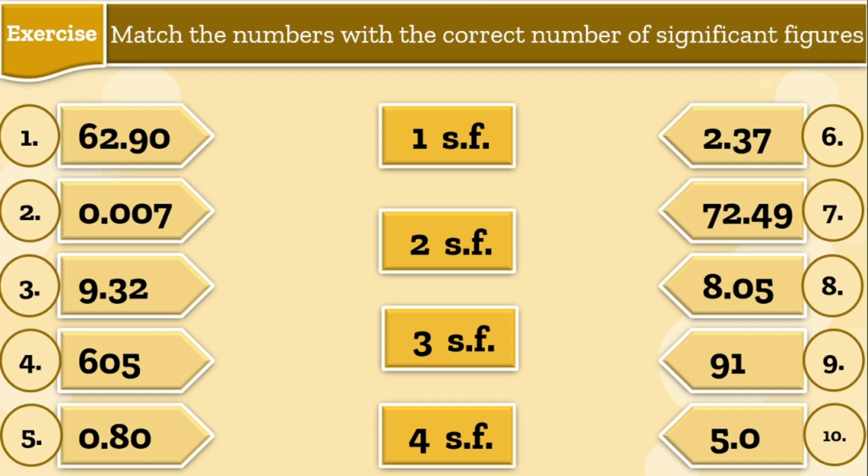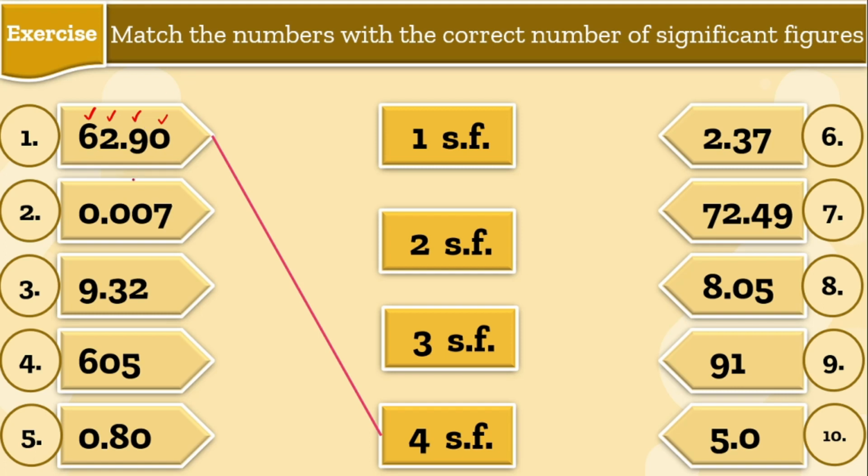Are you ready? Okay, 62.90. How many significant figures are here? So let's count. 1, 2, 3. Okay, this is a 0. Is this 0 counted? Yes, because this 0 is at the end of a decimal. So it is counted. So there are 4 significant figures in 62.90.